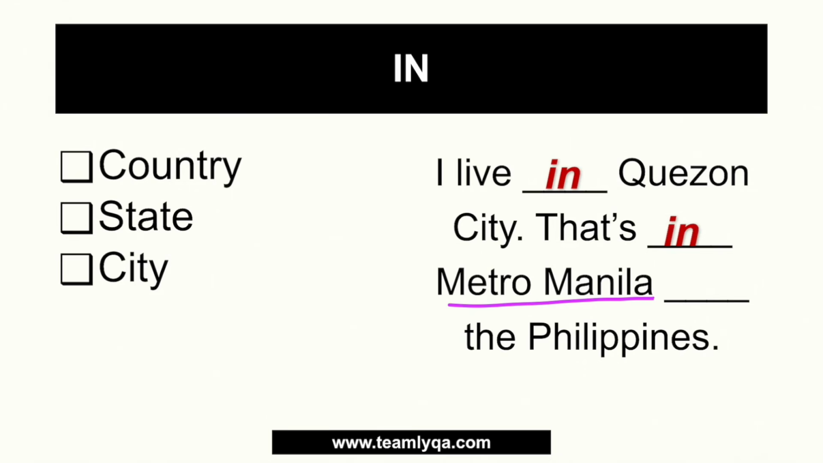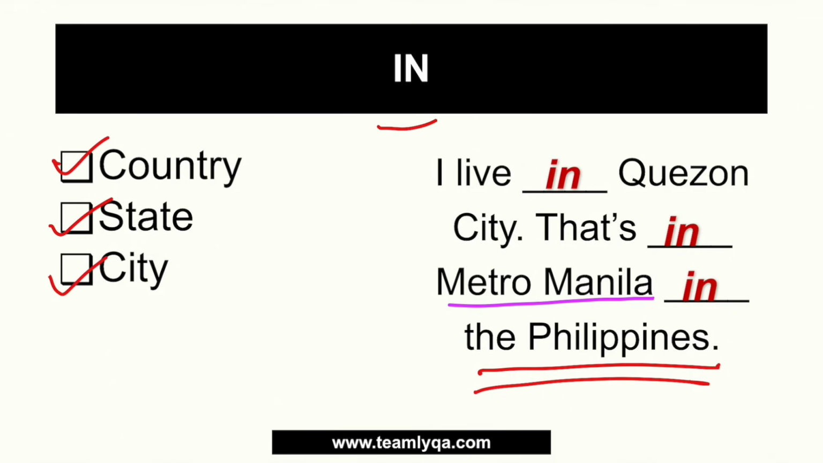Now, yung the Philippines again would be a country. So, isang country yan. So, ibig sabihin, ito ay in din. So, ang tamang sagot ay, I live in Quezon City. That's in Metro Manila in the Philippines. So, that goes for every country. In the USA, in Mexico, in anything or any country na pinag-uusapan. So, again, when we talk about country, state, or city, you use the word in.